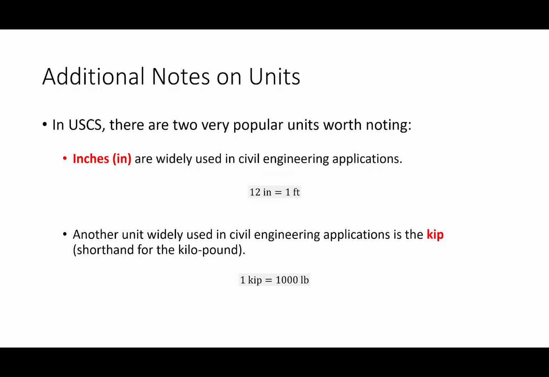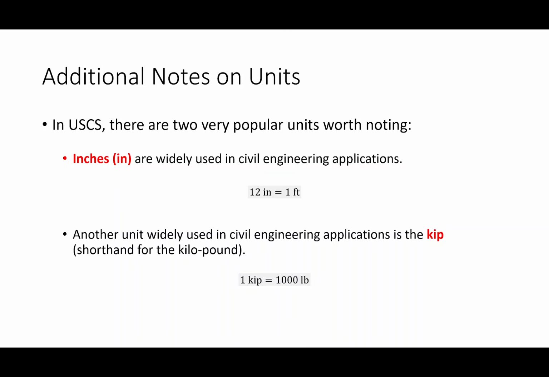One unit that you probably have not heard of is a kip. Okay, a kip is a very widely used unit in civil engineering applications, and a kip is just shorthand for a kilopound. So 1 kip is 1,000 pounds. Okay, so you'll probably see me use kips quite a bit in here, and so if you're wondering what a kip is, that's what a kip is. It's just 1,000 pounds.